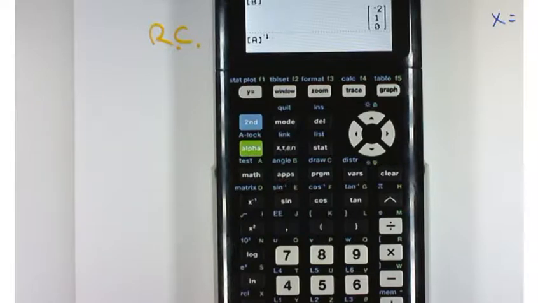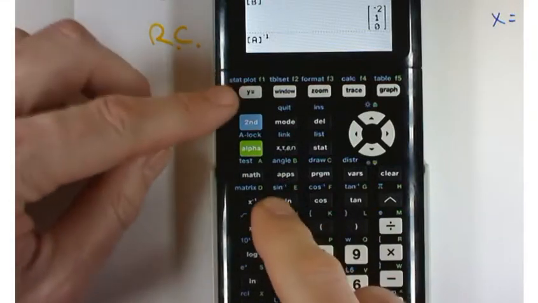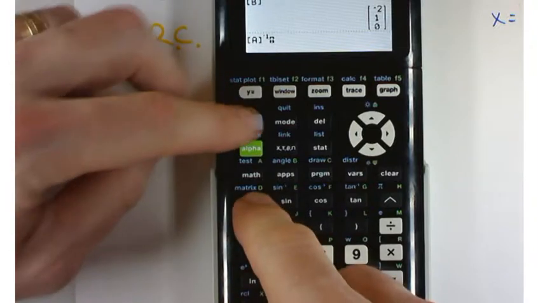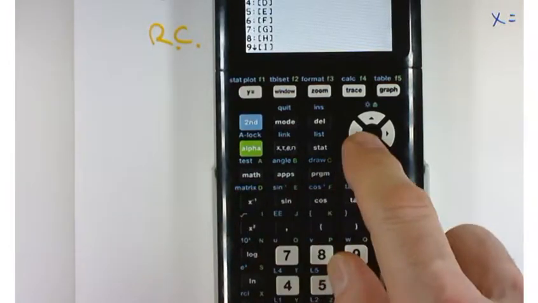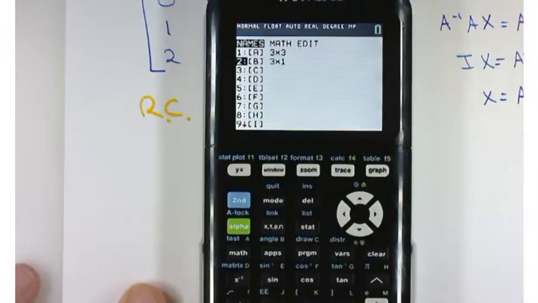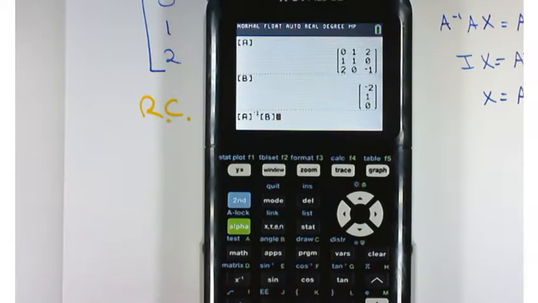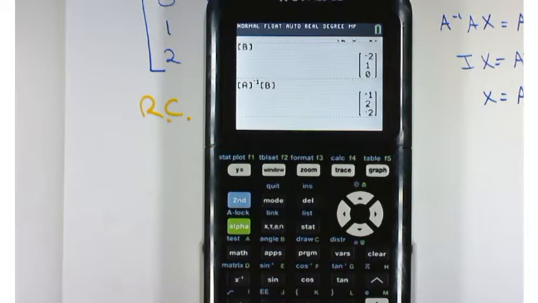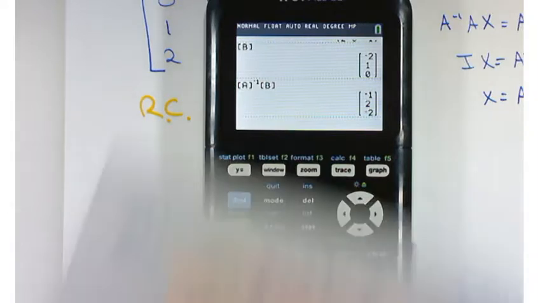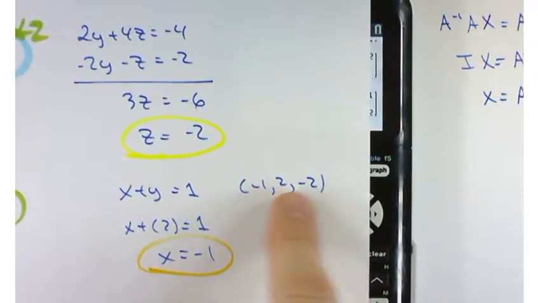Let's type in matrix B. So go back, hit second, and then matrix. This time go down to B. Press enter. So I've got A inverse times B, and let's see what that gives me. Wow, -1, 2, and -2. Cool. That's what we solved for just a minute ago. We solved problem number 52 originally. -1, 2, and -2.